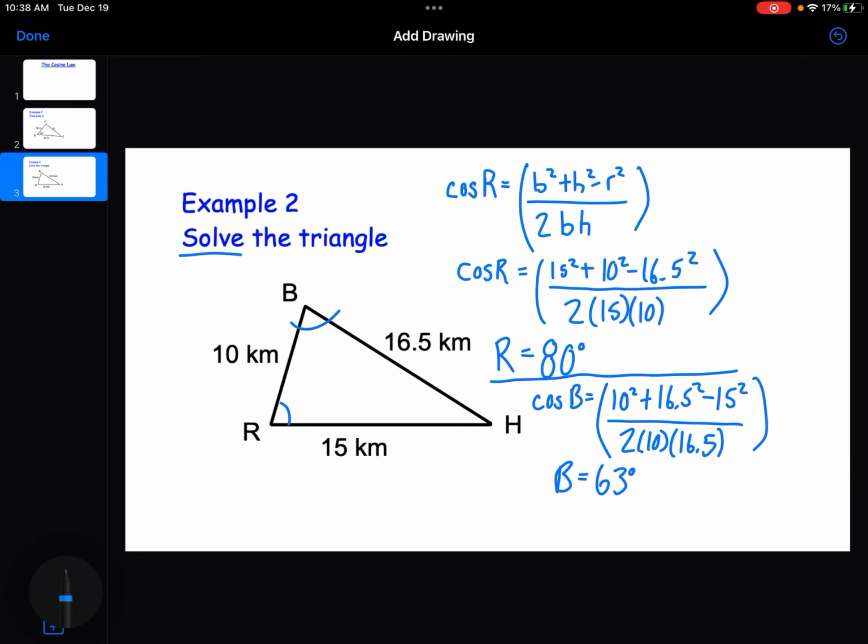We'd find that B is equal to 63 degrees. And now to find angle H, we're going to just do angle H is equal to 180 minus 80 minus 63, since we've got angle R and angle B right there. So we know angle H is going to be equal to 37 degrees. And we've solved our triangle.